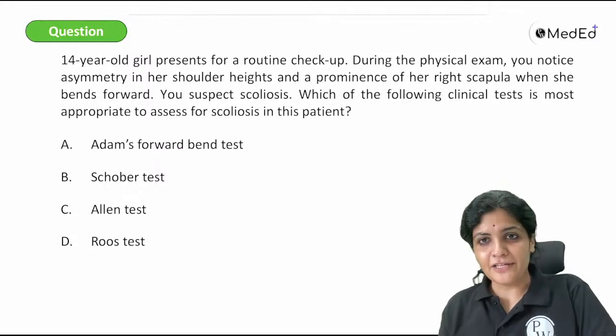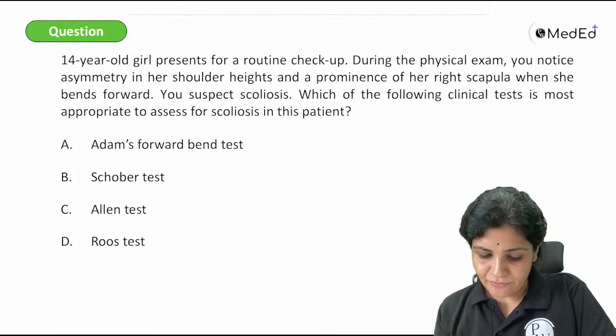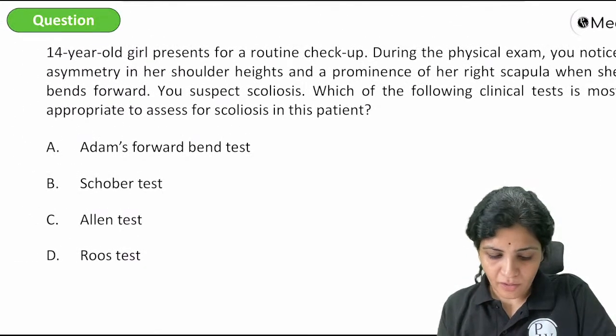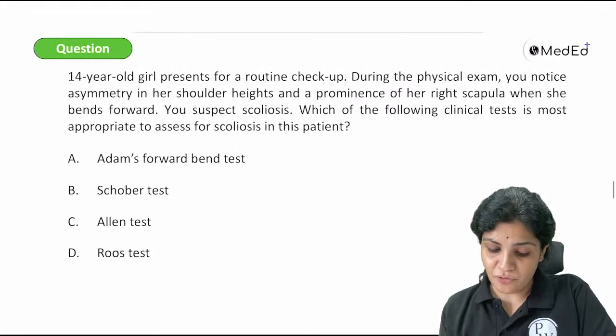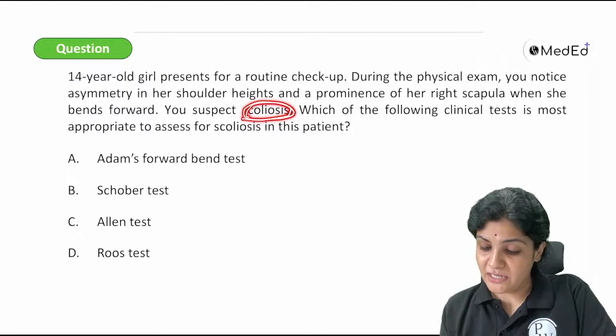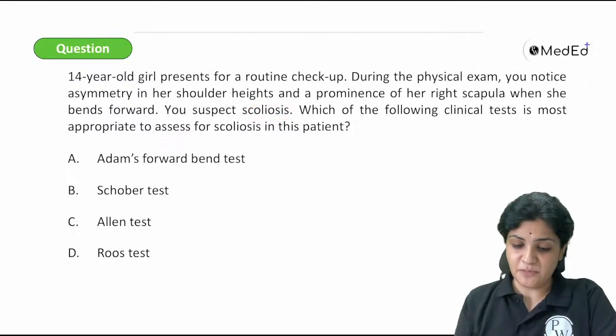So that is about the various structures which we see around the elbow, right? And now there is one more question waiting for you all. This is a case of a 14-year-old who came for a routine checkup. During the physical examination, you have noticed an asymmetry in her shoulder heights and a prominence of her right scapula when she bent forwards. Now we are suspecting scoliosis. Which of the following clinical tests is most used to assess the scoliosis in this patient?